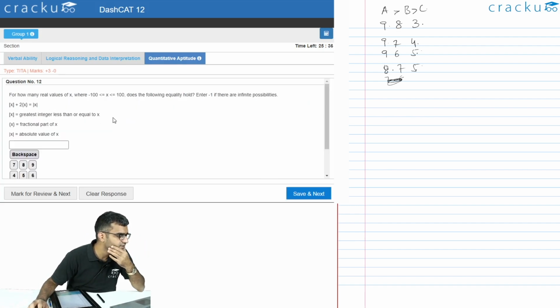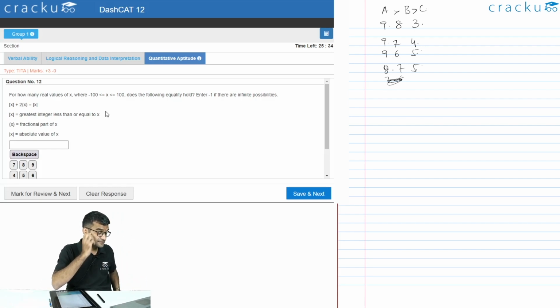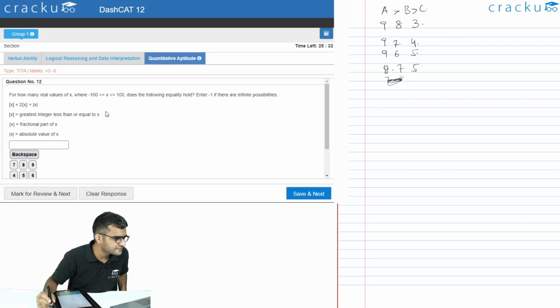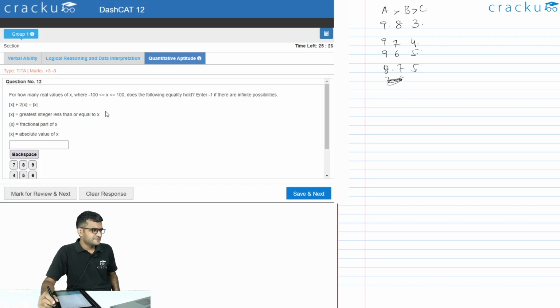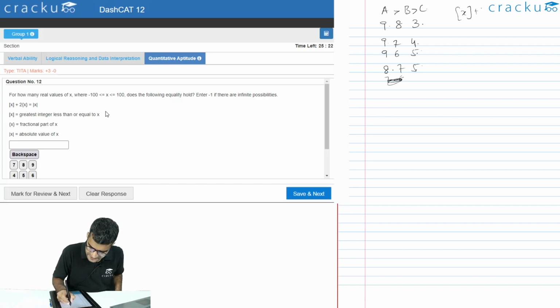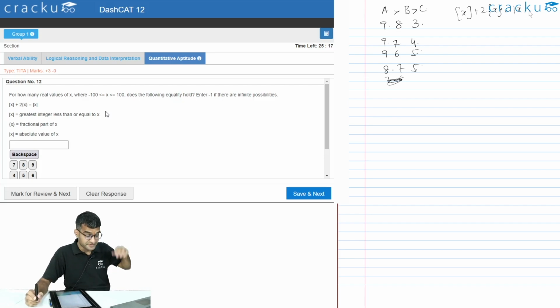Let us ignore it. For how many values of x does the following hold true? Integer part of x plus 2 fractional part of x is equal to modulus of x. Very interesting. For how many values of x?